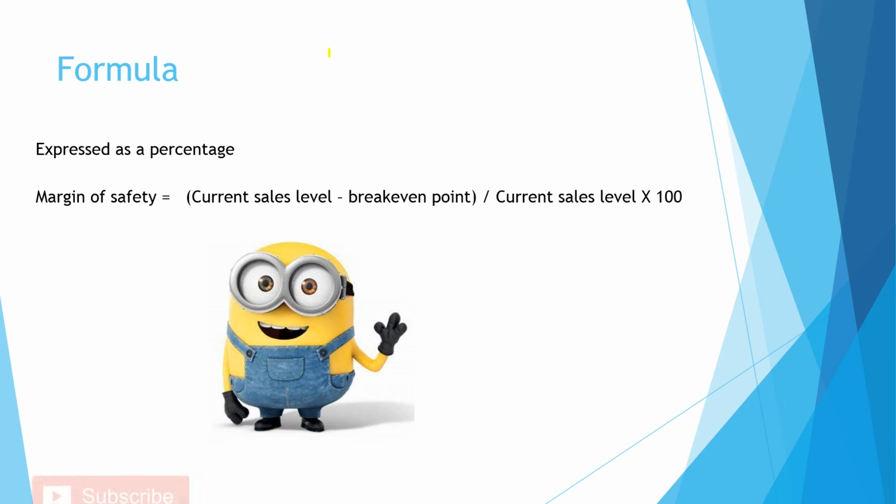Formula for margin of safety expressed as a percentage. To get a figure as a percentage of our margin of safety, we do margin of safety equals current sales level minus break-even point, divided by current sales level, times 100. This will give us a percentage of our margin of safety.